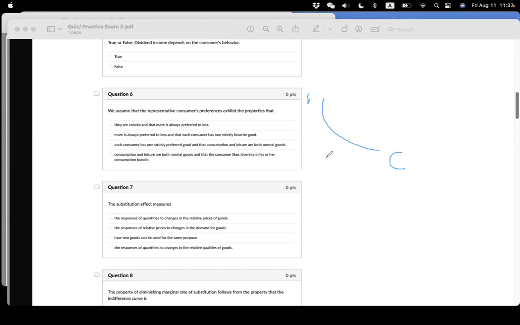When you have a lot of leisure, like here, and very little consumption, your willingness to substitute leisure for consumption is very high, right? Because you prefer diversity. Once we get here, once we have a lot of consumption, then you prefer consumption, and the story is going to reverse, right? All right, so let me erase these.